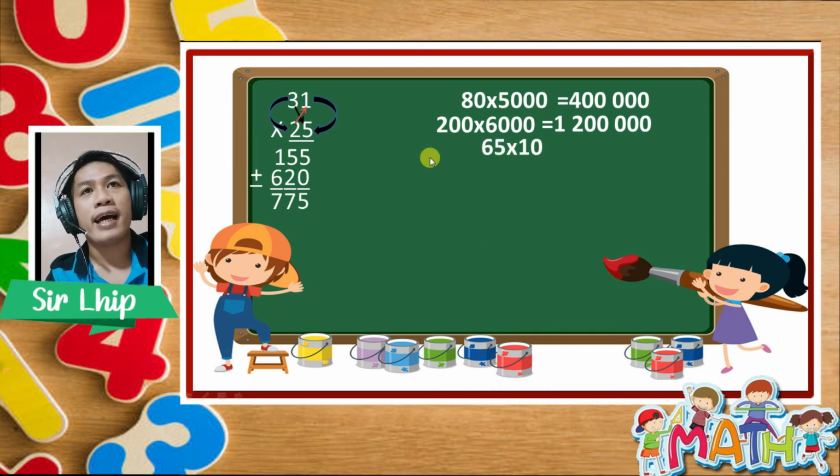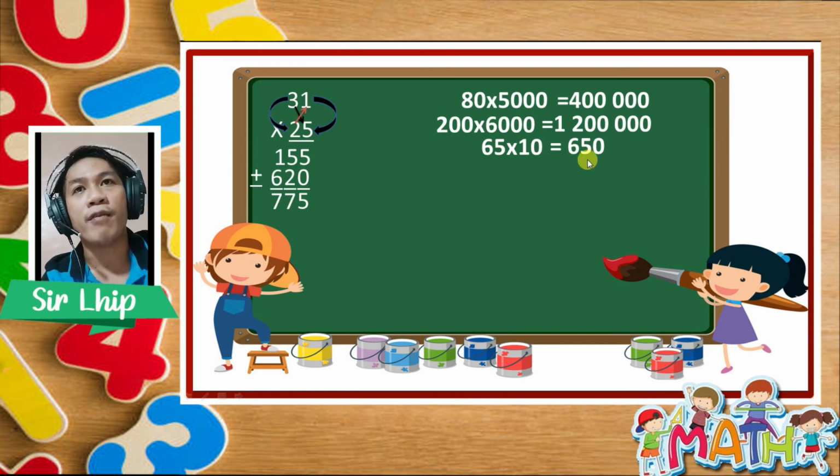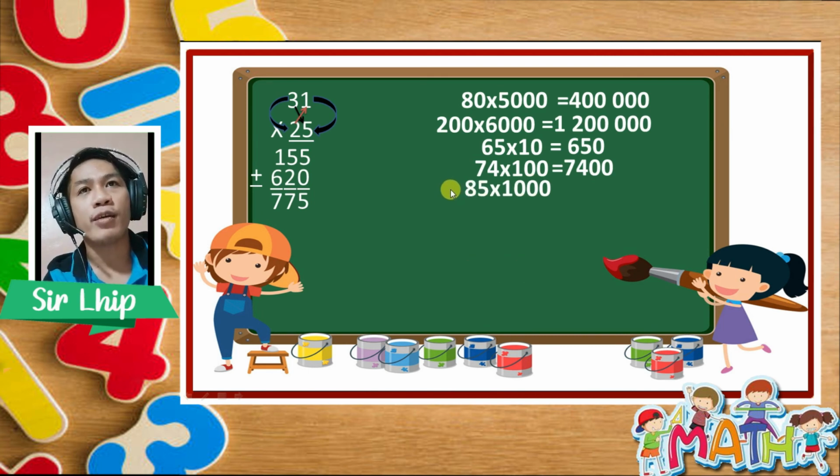Multiplying by 10, 100 and 1,000. So, same process, just count the number. 65 times 10. So, 1 zero, then 1 times 65 equals 65. So, the product is 650. 74 times 100, we have 2 zeros. 1 times 74 is 74. So, 7,400. 85 times 1,000 equals 85,000.